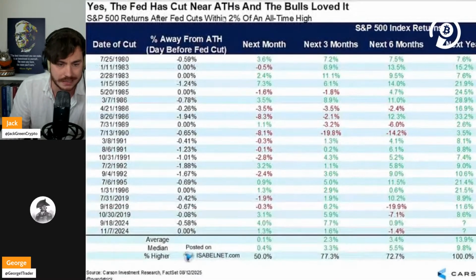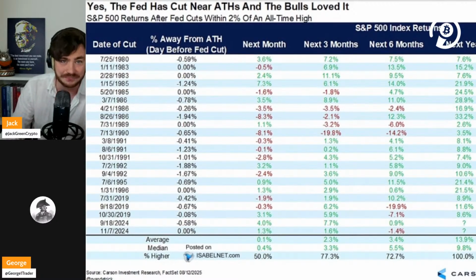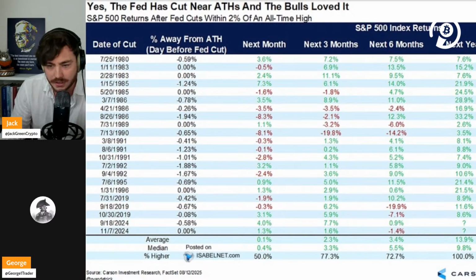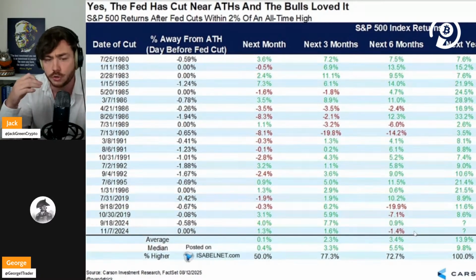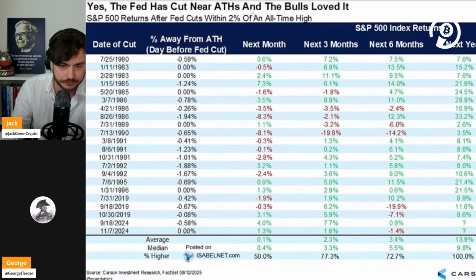The second one is, the Fed cut near all-time highs and the bulls loved it. So the Fed cut their interest rates while everything was at an all-time high. And if you look at history, every time this happened, there are a lot of examples here, price was always up 1 year later. Even on average, a month later, it's bullish, 3 months later, 6 months later, it's always bullish. So usually it's bullish when the Fed cuts their interest rates near all-time highs.